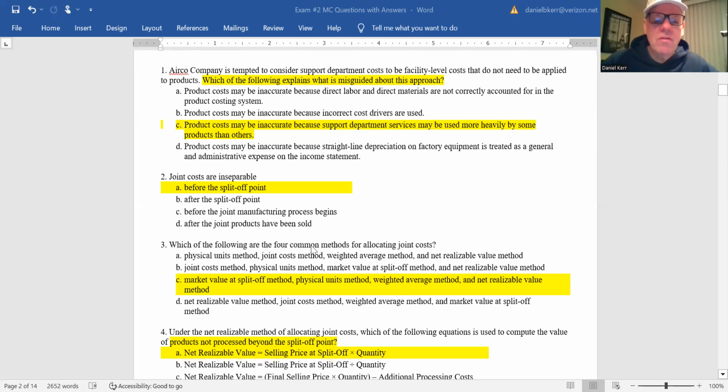Which of the following are the 4 common methods for allocating joint costs? Well, the 4 common methods are market value at split off, physical units, weighted average, and net realizable value.